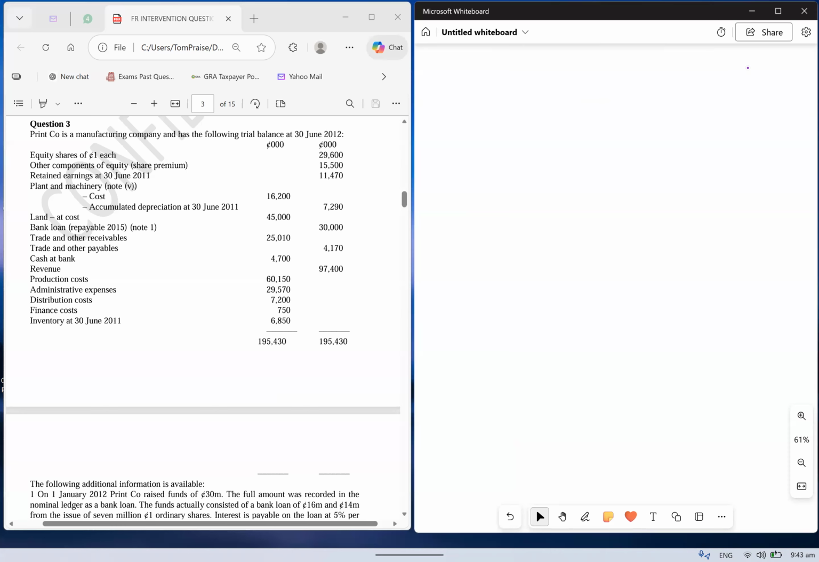You have equity, you have other components of equity, which is a share premium. You have retained earnings, you have plants, the cost and the accum dep is given. Land at cost, bank loan. So check the notes that are attached. Trade and other receivables, trade and other payables, cash at bank, and in this one there is no overdraft. You have revenue, you have production cost, you have admin, you have distribution, you have finance.